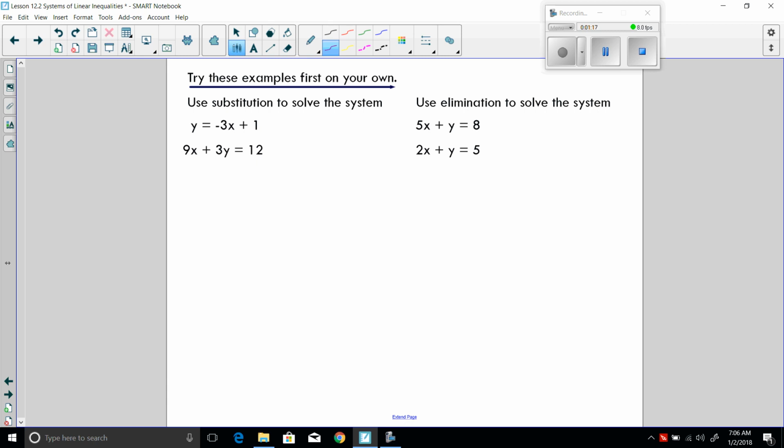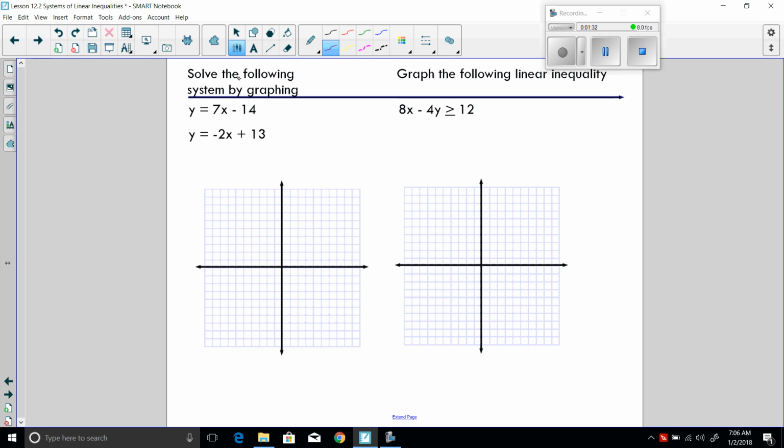All right. I want you guys to try these problems on your own. So my instructions for the sub are to first pause and let you guys try these. Remember, the first one is asking you to solve using substitution. Second one is asking you to solve using elimination. And then on the bottom of that first page, I also want you to solve the system using graphing. But I want you to change this 14 to a 7, and I want you to change the 13 here to a 2. Obviously, the y-intercepts here of negative 14 and 13 don't fit on the graph that I gave you.